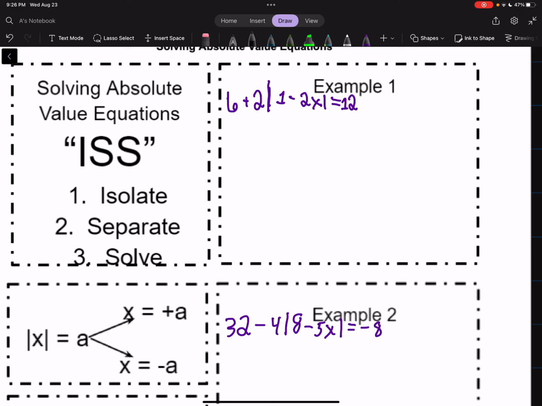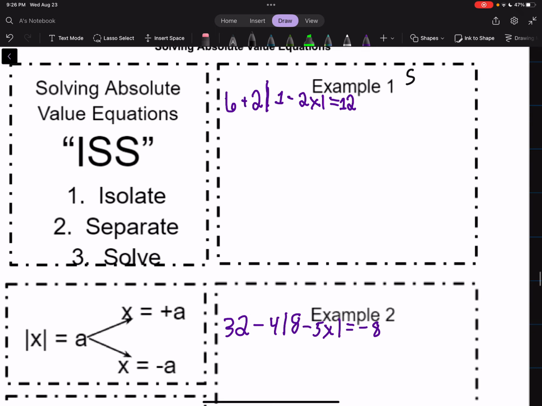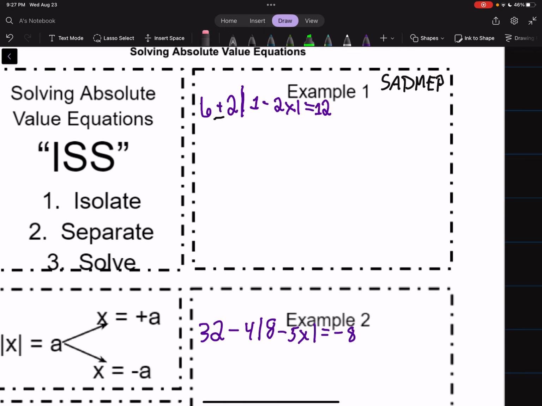The first example, we have 6 plus 2, absolute value of 1 minus 2x is equal to 12. Whenever we're solving for a variable, and we're going to treat the absolute value like a variable for this example, you are going to follow something that I call SADMEP. This is just PEMDAS backwards. I'm sure you know that one. Anything that is connected through addition is what you're going to move first, because you're trying to move everything away from x, okay? So subtraction or addition would be first.